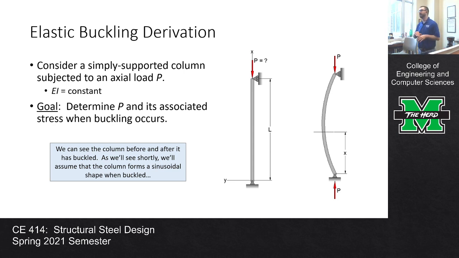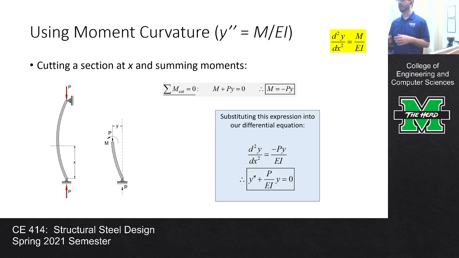Now, what we're going to do is look at this from a mathematical perspective. We're going to see if we can look at this buckled shape. We're going to see that it basically forms a sinusoidal shape when buckled, and that comes from the math. But that's sort of what the column looks like before and after. Now, I'm going to break out the secret weapon of structural engineering, which is the samurai sword, or a lightsaber if you're a sci-fi fan. We're going to cut a section and we're going to look at the internal moments and forces inside that section.